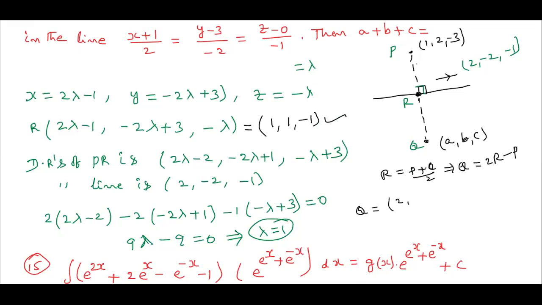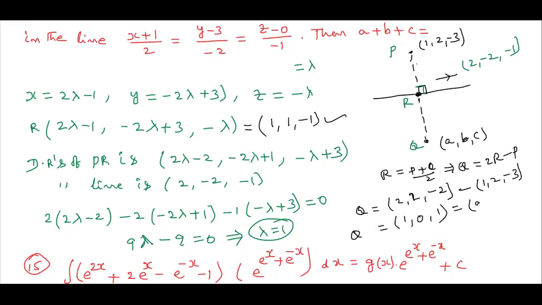We get 2 minus 2, minus. What is P? 1 comma 2 comma minus 3. Subtract, what we get. 2 minus 1, 1. 2 minus 2, 0. Minus 2 plus 3, 1.